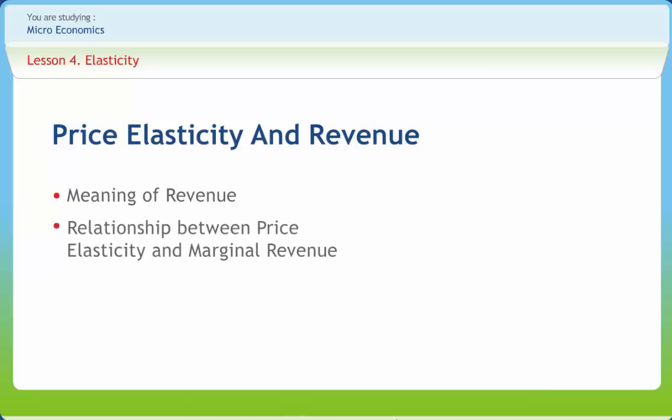Relationship between price elasticity and marginal revenue. Total revenue is price into quantity: TR equals P into Q. Marginal revenue is the change in total revenue by sale of one unit of output: MR equals dTR divided by dQ. Using this relation, decision makers can easily know whether it is beneficial to change the price.